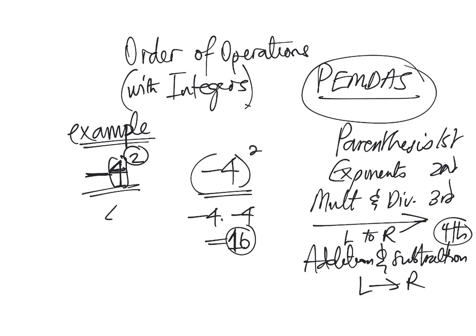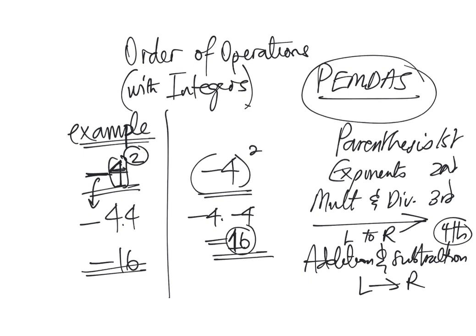So that's essentially like a 4 times 4, and we know that's 16. But that negative is still waiting out there. And so for that one, it's going to be -16. For the one on the left, it's -16, and the one on the right is 16.